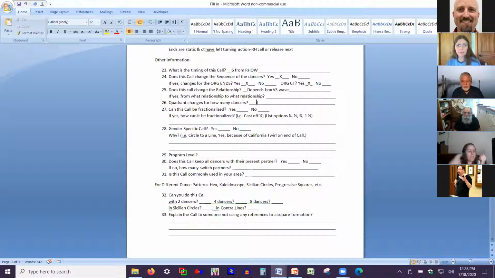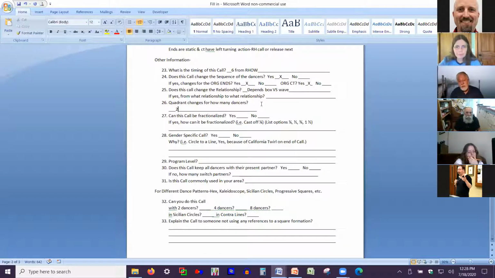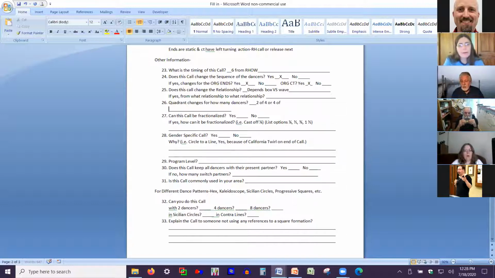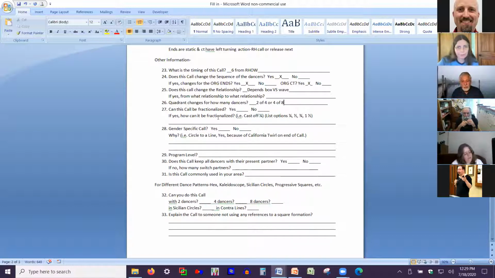Okay, quadrant changes for how many dancers? Swing through is a wave call. Right. Well, it would change it for the original ends, right? Yeah. Since I'm just looking at one wave, it's 2 of 4, or it's 4 of 8, depending on whether you're looking at one wave or 2.